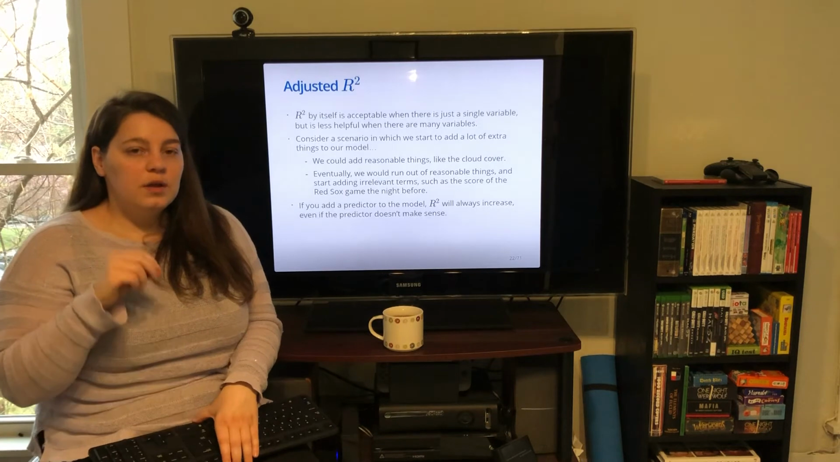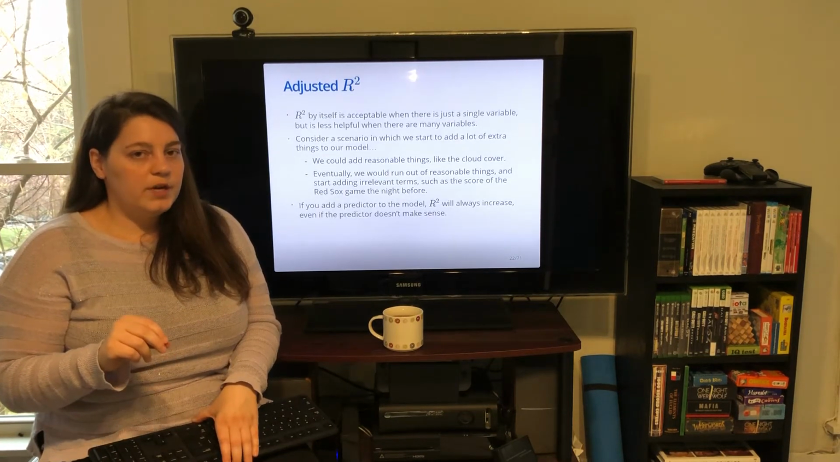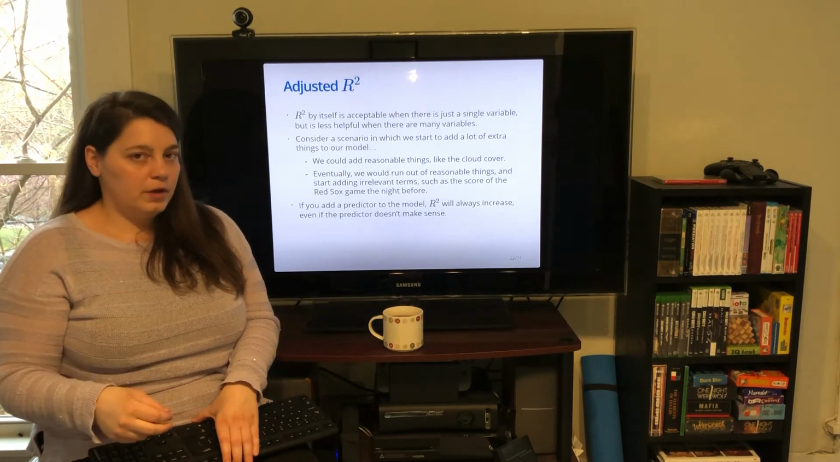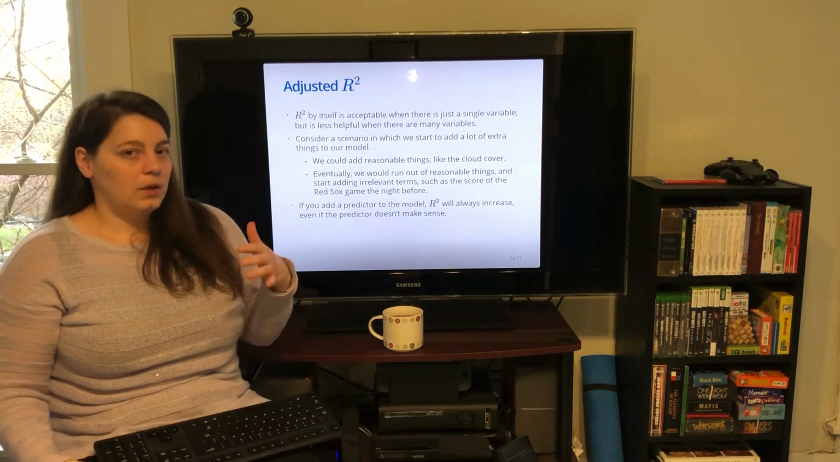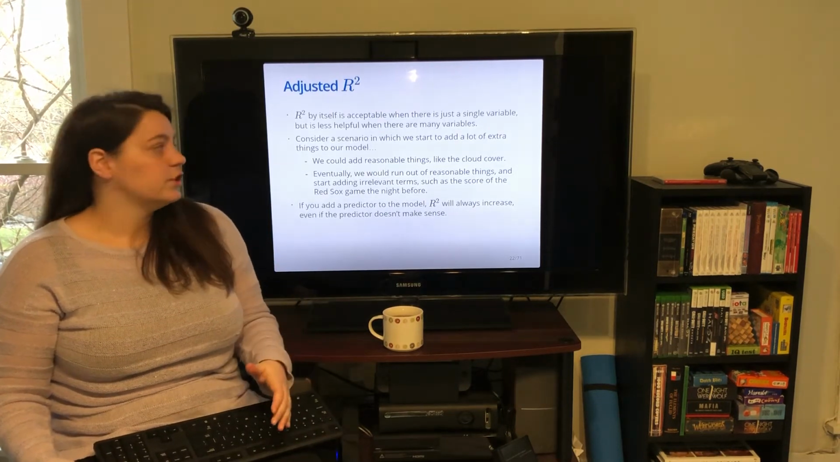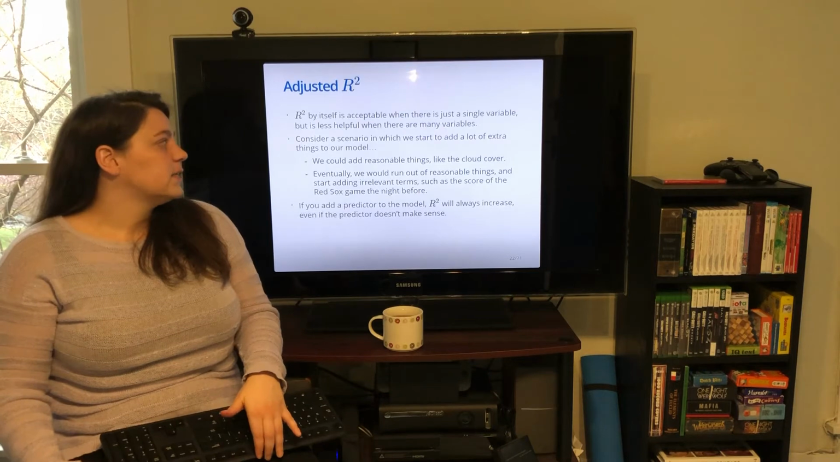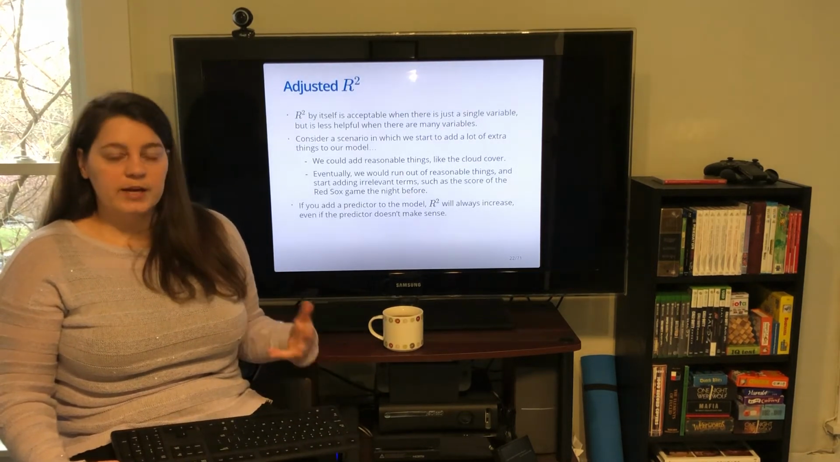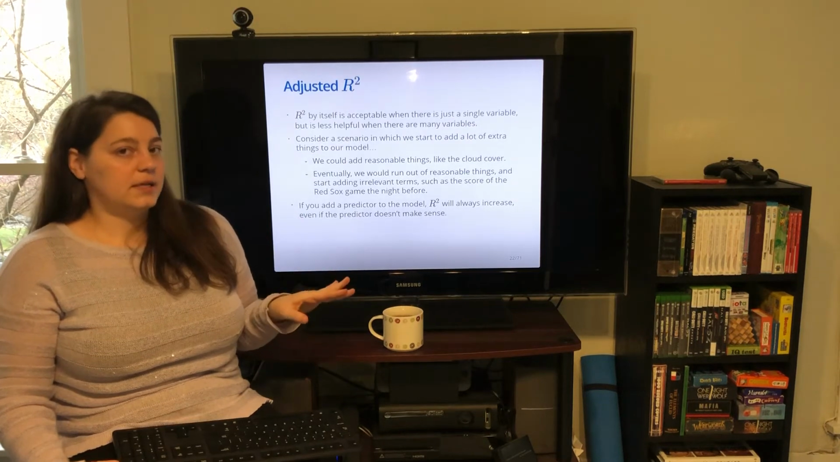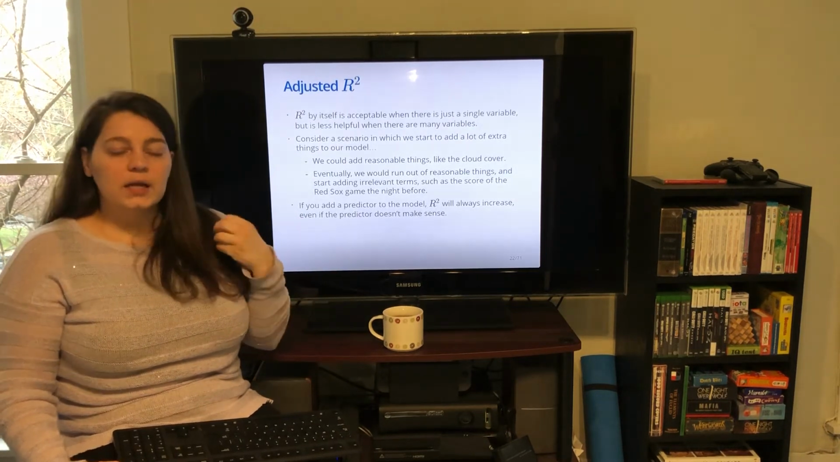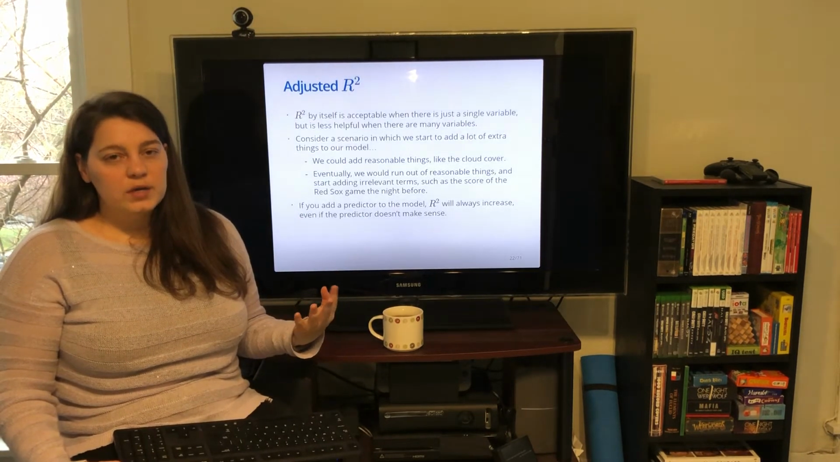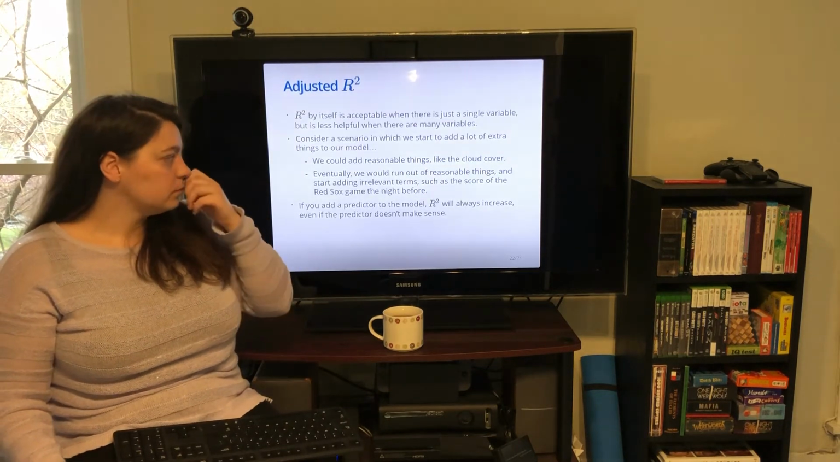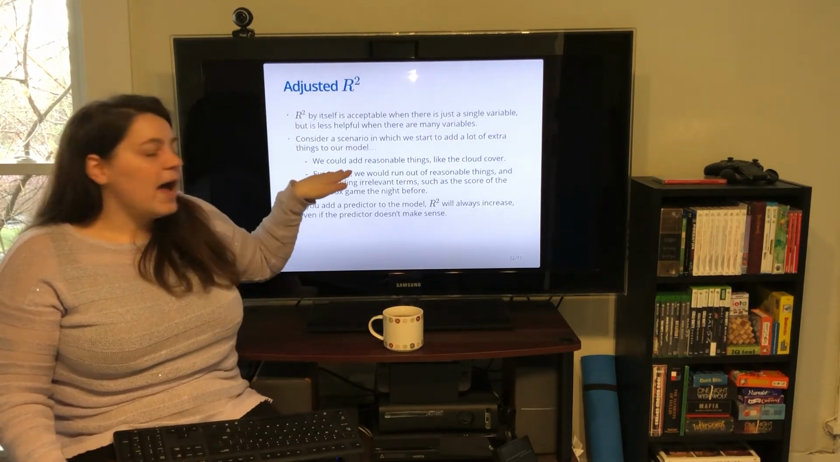Now we've just talked about R squared, but we need to go a little bit further. So we're going to change even what I just told you. R squared by itself is great when there's just one variable. It has that very nice interpretation. It behaves nicely. Once you start adding a lot of variables into the model, though, you run into some problems with R squared.